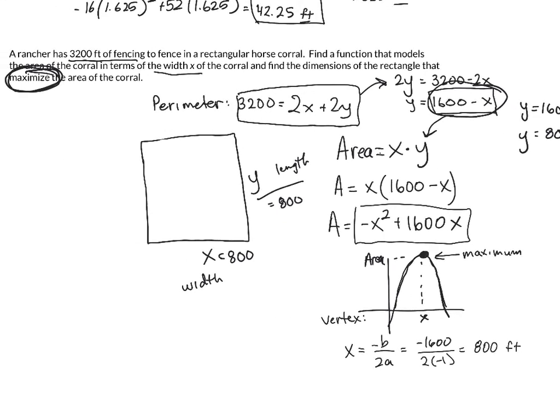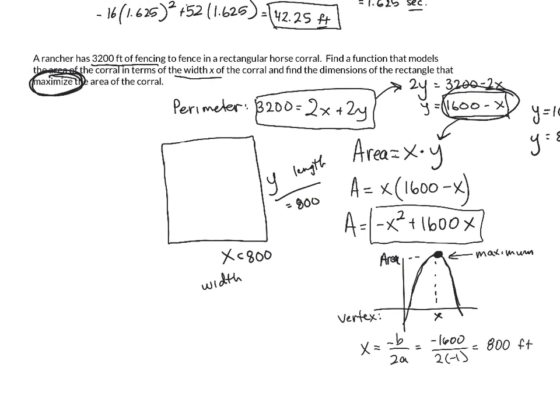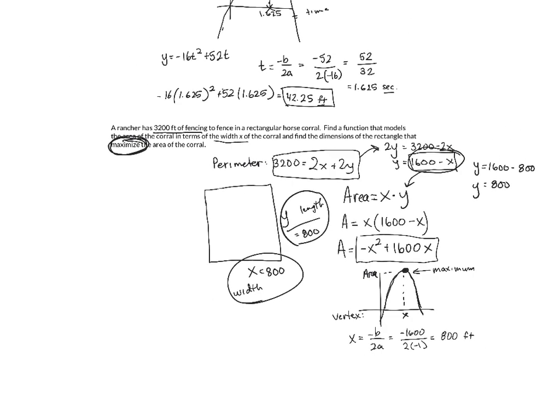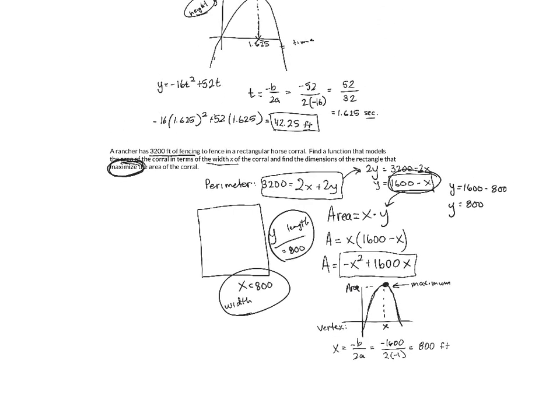So the answer here, find the dimensions of the rectangle that maximizes the area of the corral: its length equals 800 and x equals 800. So those are two examples of applications that are very, very common dealing with quadratic functions.